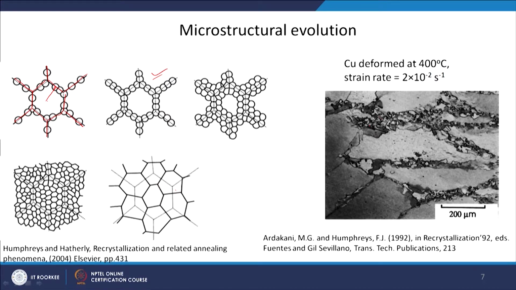You can also see a nice micrograph here which shows the start of the nucleation process at the grain boundary. So, this must have been the prior grain boundary in the material, something like this, and you can see that a large number of nuclei are present here at the grain boundary. So, this is copper deformed at 400 degree Celsius at this particular strain rate, and very nicely you can see how this recrystallization is happening at the grain boundary.